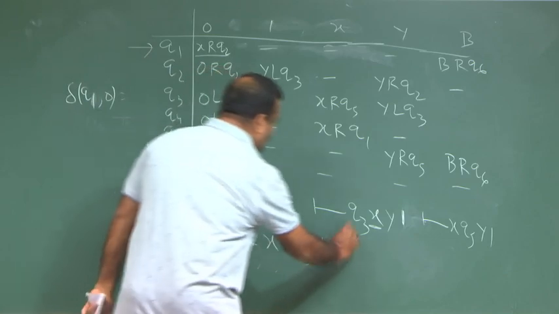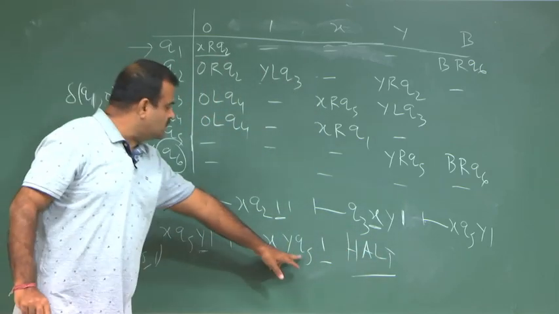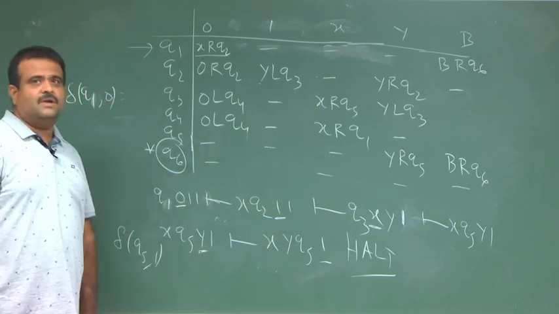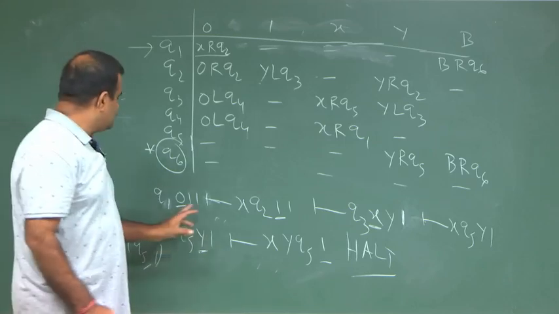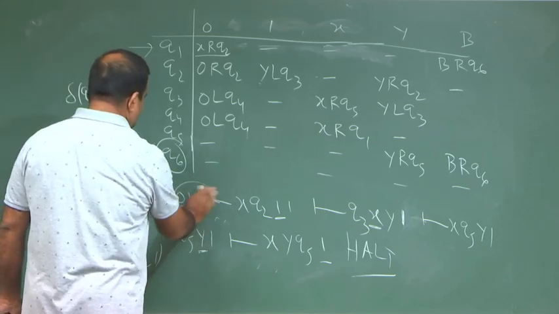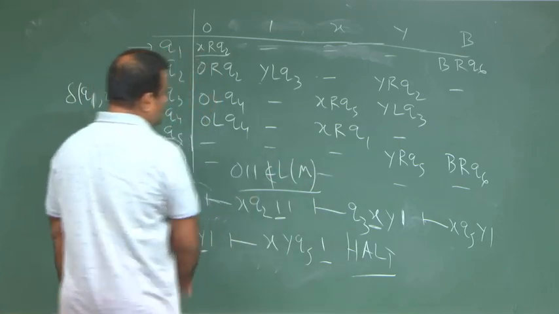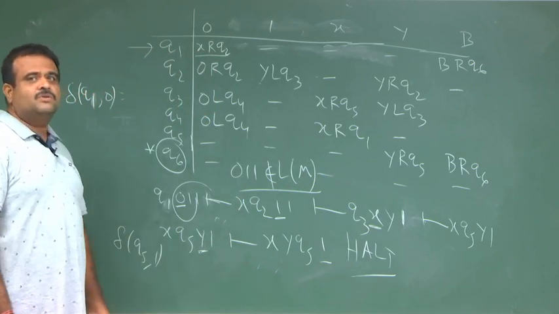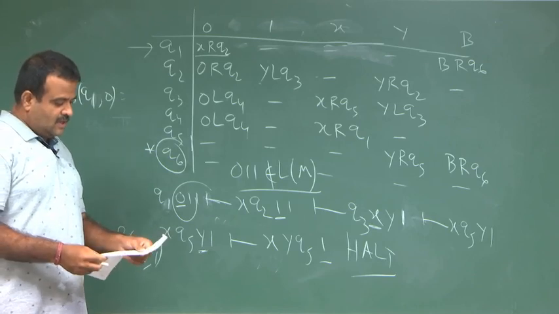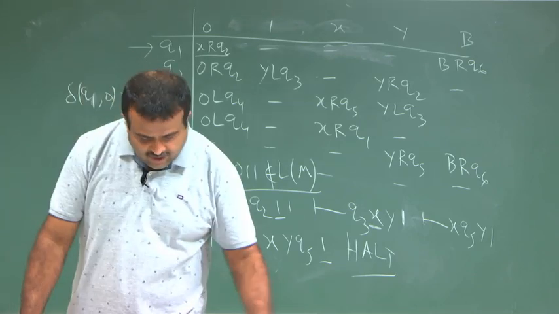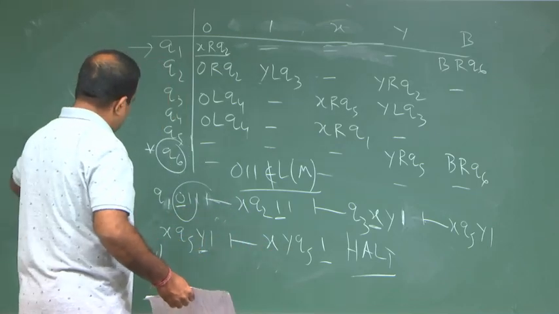So our machine will halt without reaching a final state; there is no further movement. So it is halting, and this string is not accepted. So this string 0 1 1 does not belong to L of M, because it is halting without reaching a final state. Okay. So let us take one example where it is accepting a string. So let me erase this.